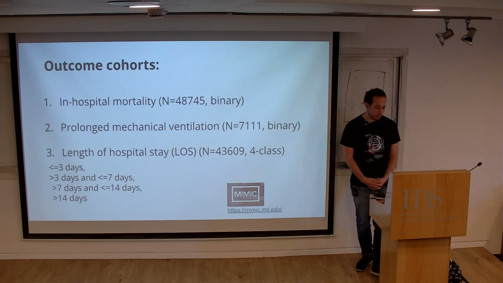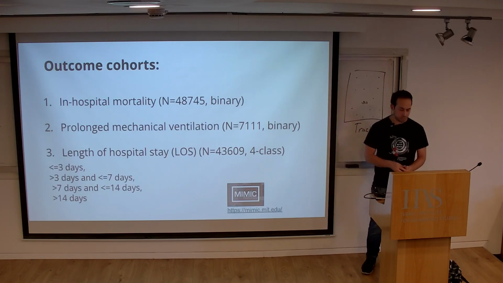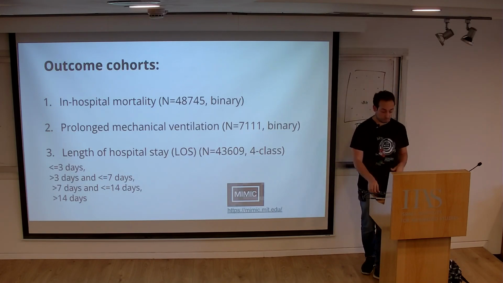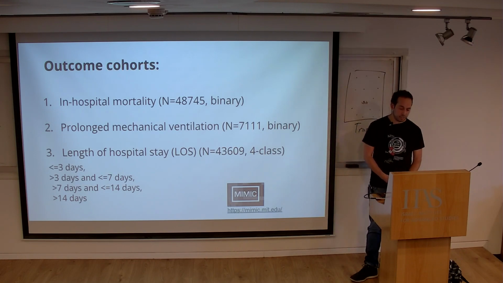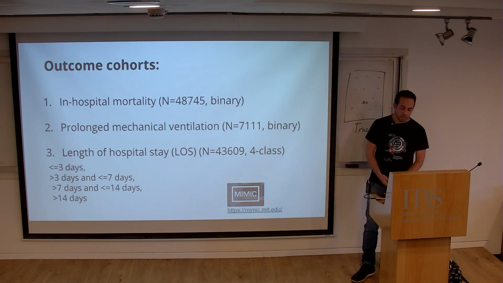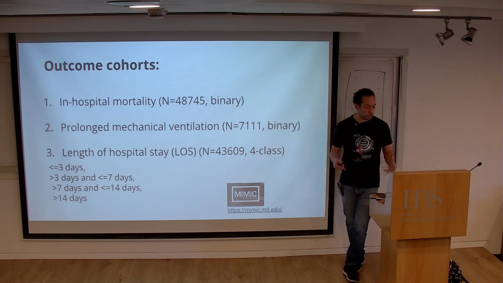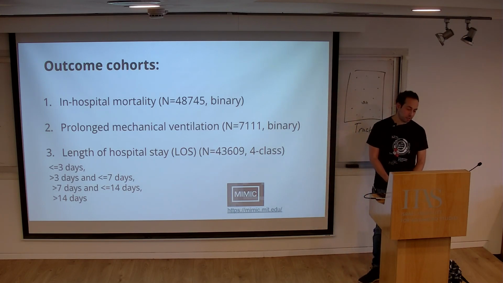Okay, so again, working over the MIMIC data, we have 3 cohorts that we looked into here. The reason for these 3 is just because a lot of papers focus on them, so we use them as baselines, but nothing I'm presenting here is, at least in principle, tailored for these 3. So in-hospital mortality, a big cohort, prolonged mechanical ventilation, or PMV, a slightly smaller cohort, and then we have length of hospital stay, which is a 4-class target variable.